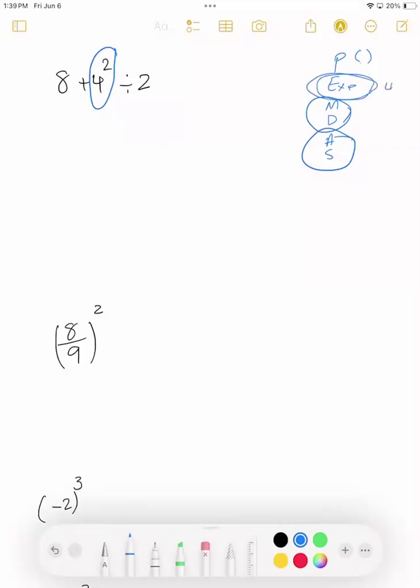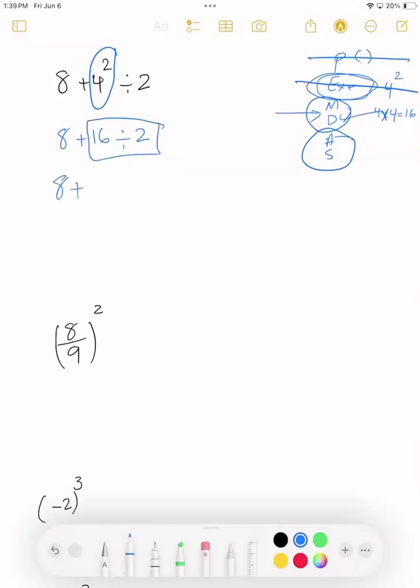There is one. We have 4 to the power 2. That means 4 times 4, guys, not 4 times 2. 4 times 4 is 16. So we have 8 plus 16 divided by 2. Then we have done the exponent. We didn't have any parentheses. Then we say, do we have any multiplication or division? We do have a division, so we have to do that one first. So 16 divided by 2 is 8. 8 and 8 is 16. So the answer is 16.